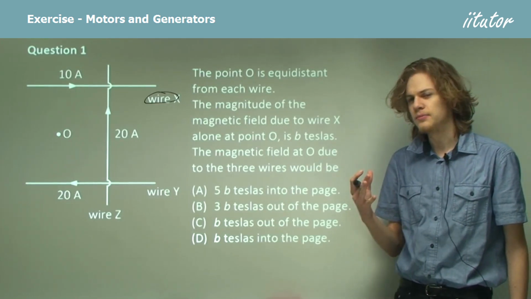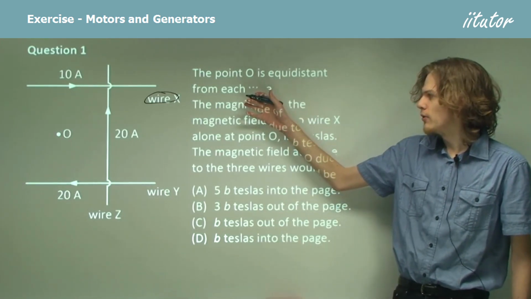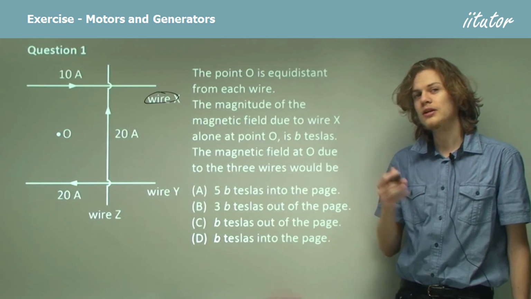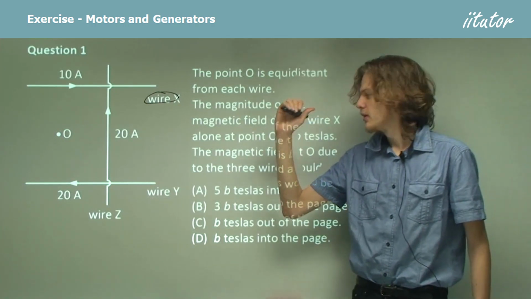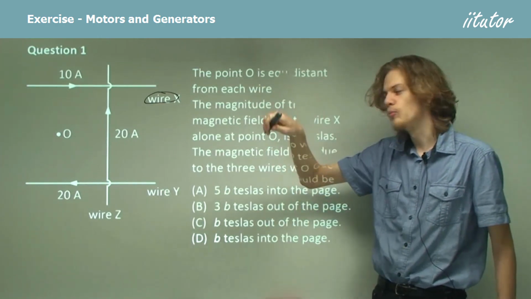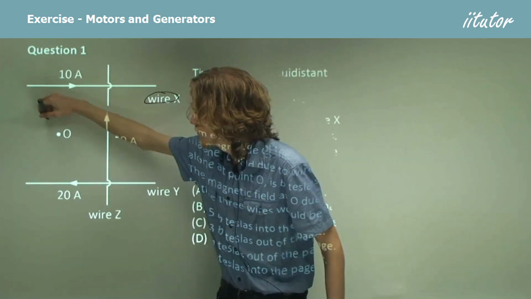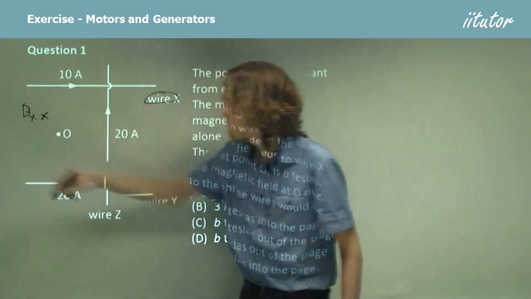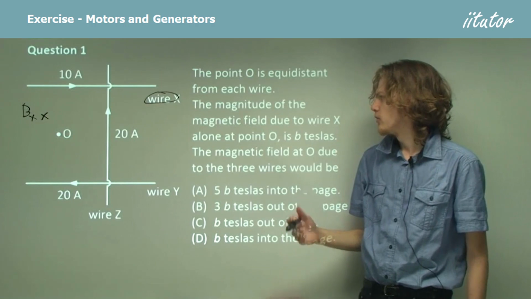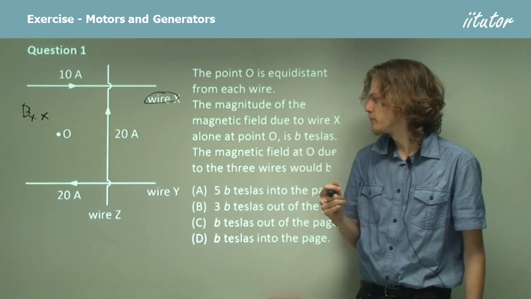Now let's think about this. If wire X creates a field of B Tesla, which direction will that be in? We can use the right-hand rule to see that it'll be going into the board. So that's the magnetic field due to wire X, and it'll be a strength of B Tesla.